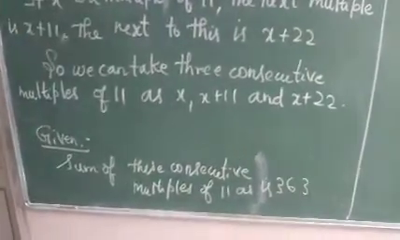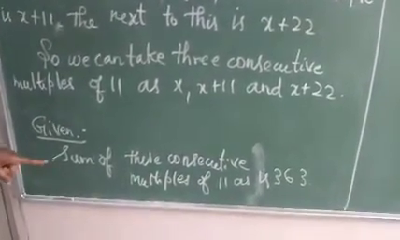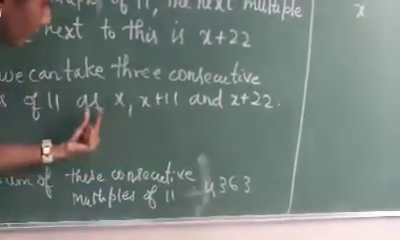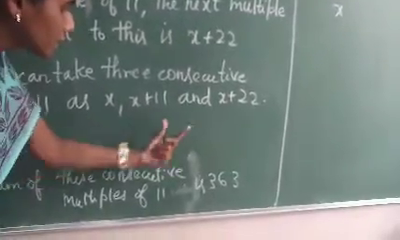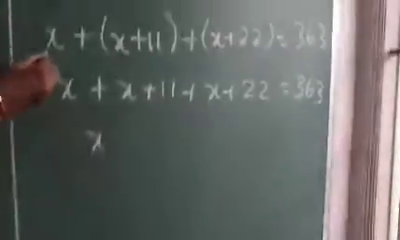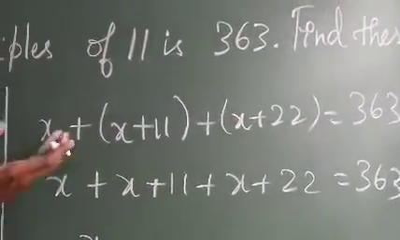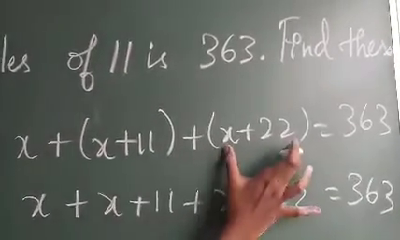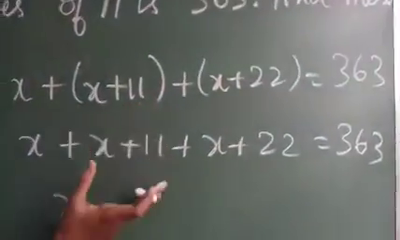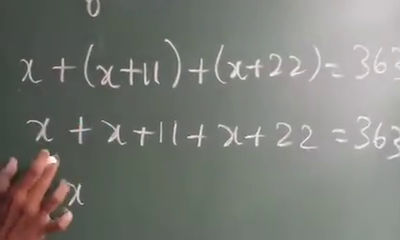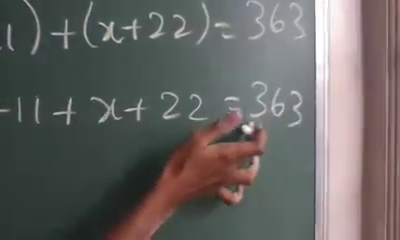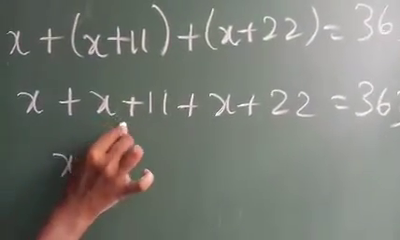So now what is given in the question? The sum of three consecutive multiples of 11 is how much? 363. That means if I add these three consecutive multiples of 11, I have to get the value 363. So now you add these three multiples of 11. First value is x, second value is x plus 11, third value is x plus 22. Now the total value is 363. So in the next step you simply remove the brackets. So here put x as it is, remove the brackets and write x plus 11 and x plus 22. The final value is 363. So here you have to find the value for x.